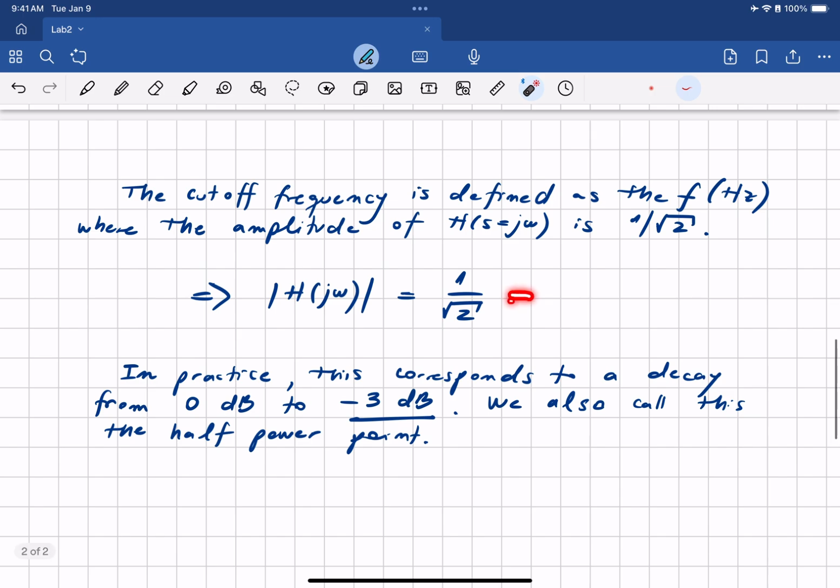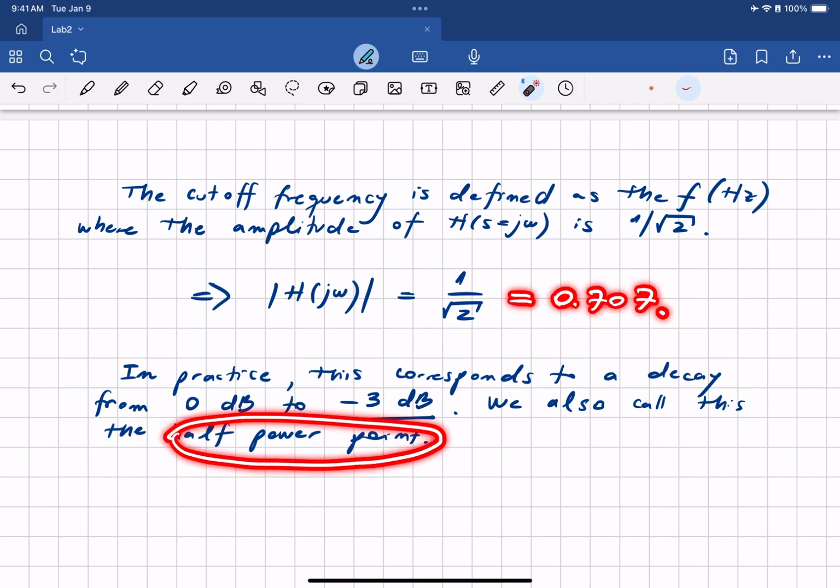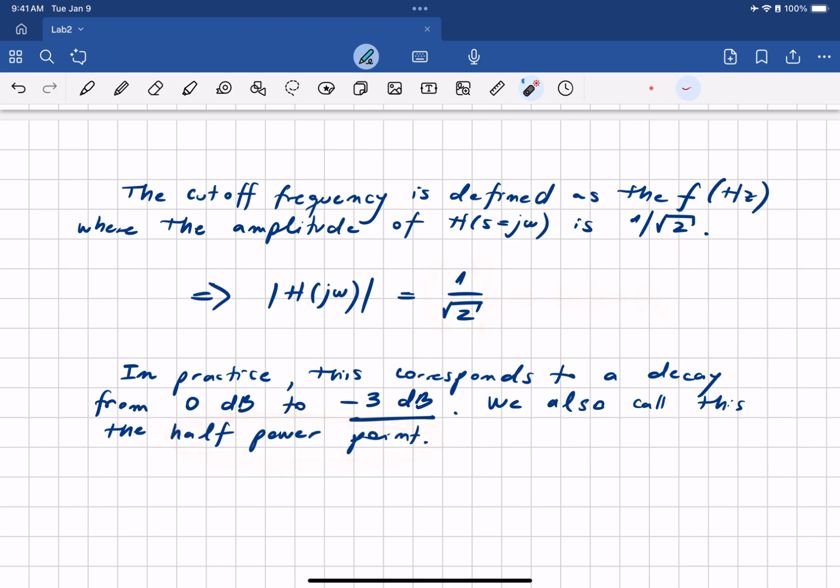By the way, this is 0.707. You're going to see this number quite a lot. So the amplitude is dropping by about 30%. It's dropping from 100% to 70.7%. That means that the power that is delivered to the output gets halved. Power is going to be this square, so the power is going to go down by half. That's why it's the half power point.